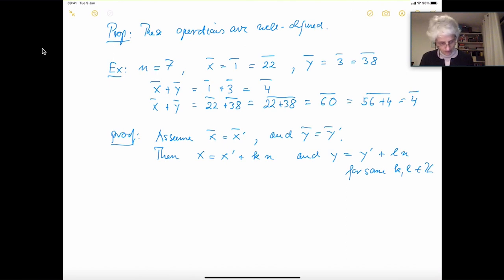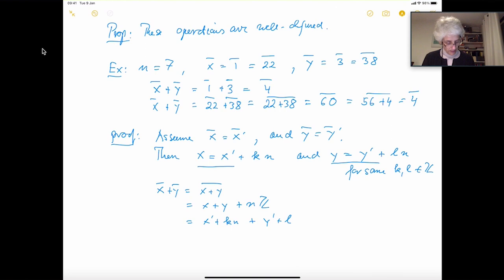So now we can prove the independence, namely x bar plus y bar is equal to, by definition, x plus y bar. Writing this in terms of cosets, this is x plus y plus nZ. Now I take my equations here and here and replace x by x dash plus kn and y by y dash plus ln.